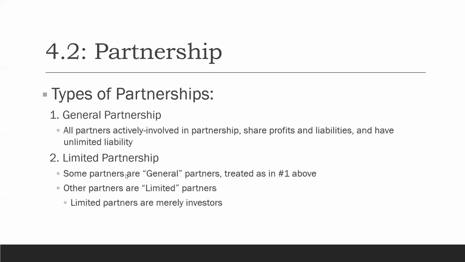Limited partnership, you have a mix. You have some partners who are general, and they have unlimited liability, and are the ones who are actively working in the partnerships. The limited partners, their liability in the entity is to the amount of their investment. That's the most they can stand to lose in something like a lawsuit. A general partner could have their personal assets on the hook if they were to be sued personally. If the partnership were to be sued, they could be sued individually as well. So limited partners, they're just merely investors.